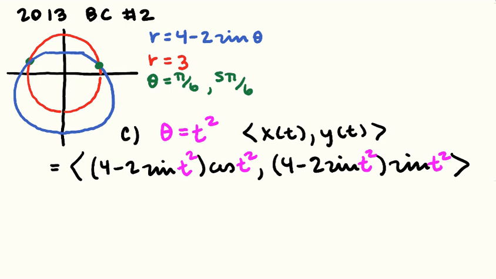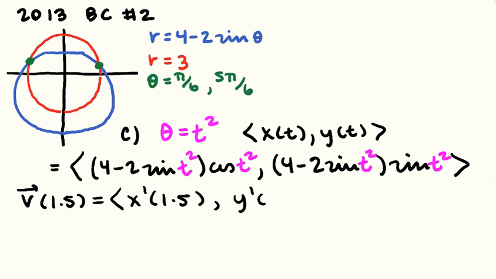And then the second part is find the velocity vector at time t equals 1.5. Now the tricky thing here is we're going to need to tell the reader what we're doing here. We're taking the derivative of each of these components at time t equals 1.5. So I'm going to first write a little bit to tell them what I'm up to. So v of 1.5, the velocity vector at time t equals 1.5, is going to be equal to x prime of 1.5, comma, y prime of 1.5.